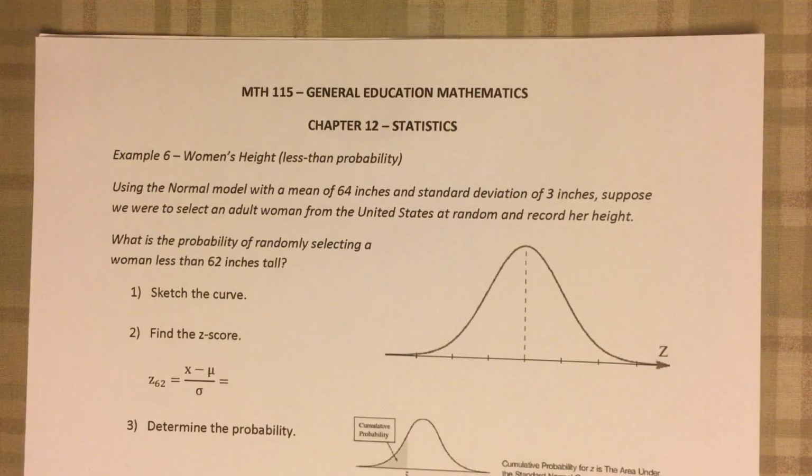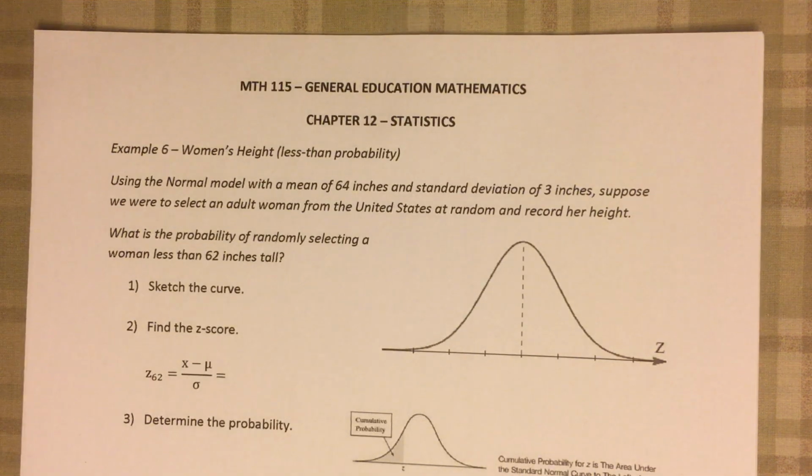So in this next example, using the normal model with a mean of 64 inches and a standard deviation of 3 inches, suppose we were to select an adult woman from the United States at random and record her height. What is the probability of randomly selecting a woman less than 62 inches tall?